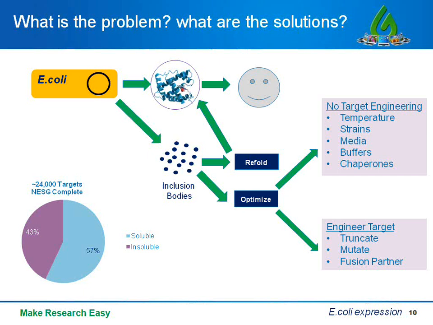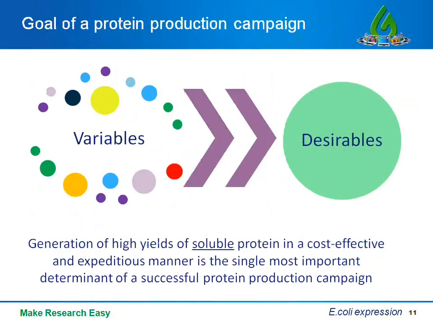And speaking of insolubility brings me to state the premise of most protein production projects, which is the generation of high yields of soluble protein in a cost-effective and expeditious manner is the single most important determinant of a successful protein expression campaign. That is, all these variables in your expression need to go through a carefully crafted funnel of optimization in order to yield some soluble protein.